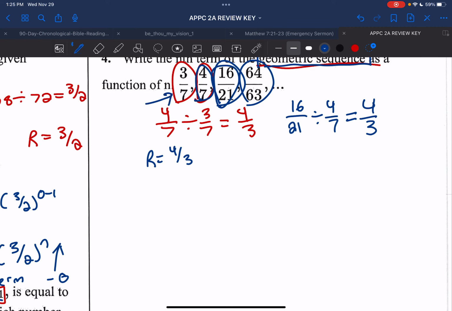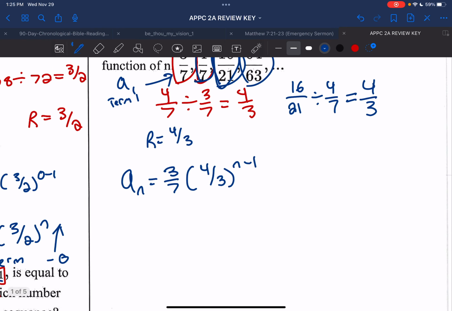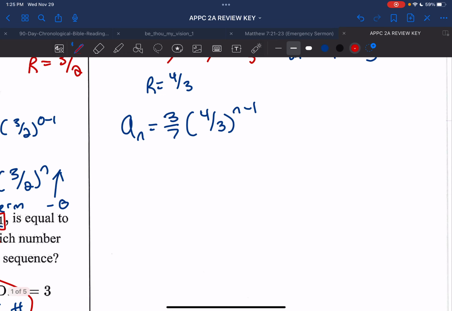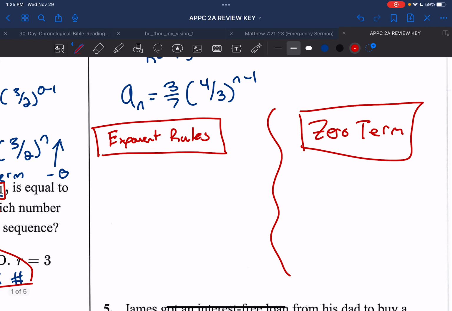So I already know that my term 1 is there, so I can write it as AN equals my term 1, 3/7, times 4/3 to the n minus 1. And if it wants it written in function notation, once again, you can do either of the two ways. You can do the exponent rules way, which is what I would recommend getting used to, or you can plug in the zero term. Okay, both are going to arrive at the same answer.